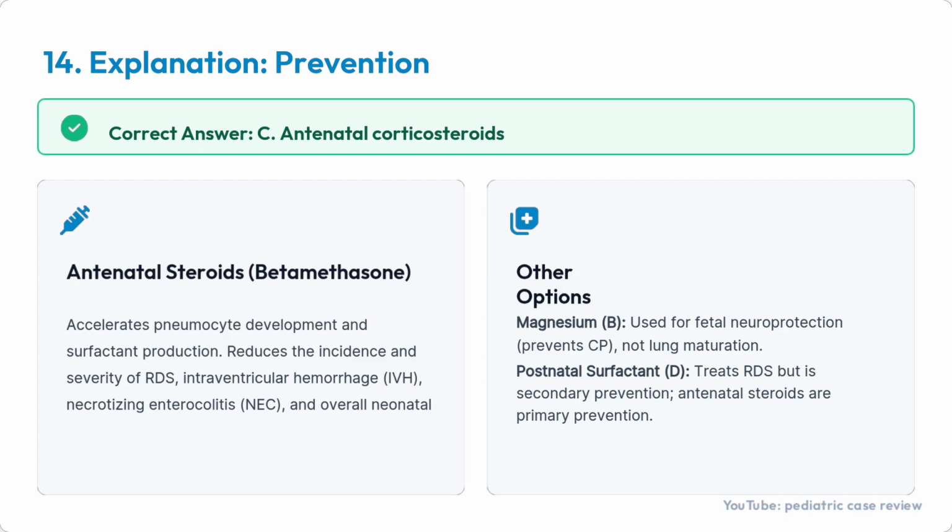Administering antenatal steroids like betamethasone accelerates pneumocyte development and surfactant production. This primary prevention strategy significantly reduces the incidence and severity of respiratory distress syndrome, intraventricular hemorrhage, necrotizing enterocolitis, and overall neonatal mortality.